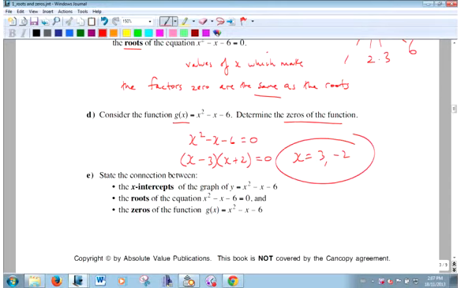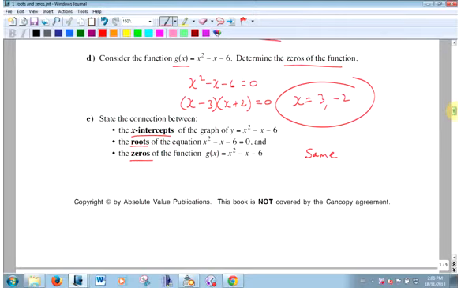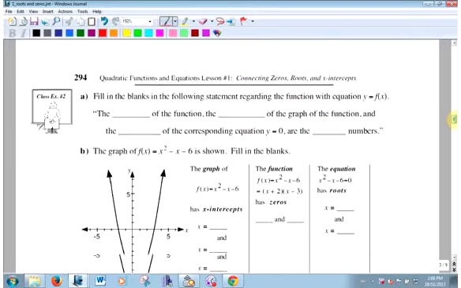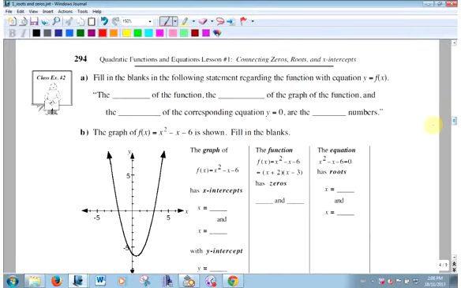Which brings us to E. State the connection between the x-intercepts, the roots, and the zeros. We shouldn't even have a test. You guys are so smart. You just notice. Okay? All right. Now we get to the hard part.